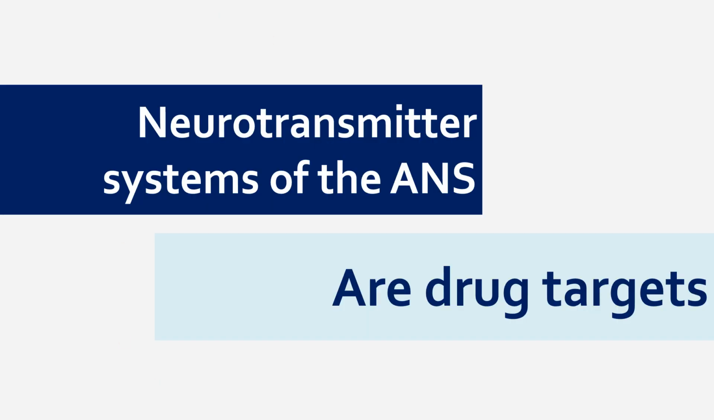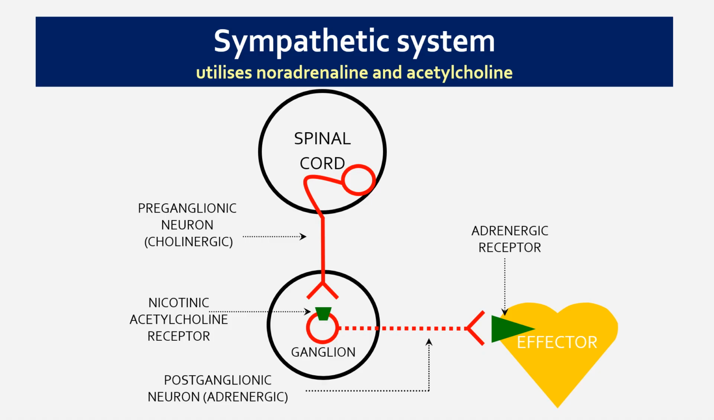Another key feature, the reason why the autonomic nervous system is so important, is because the neurotransmitter systems of the autonomic nervous system are drug targets. And I said this at the beginning, and we're going to expand upon that in a little bit more detail now. The sympathetic system uses 2 different neurotransmitters.